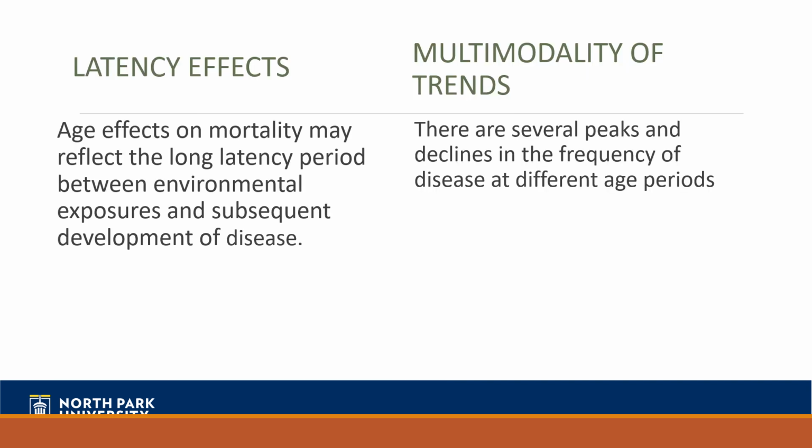Latency effects. Age effects on mortality may reflect the long latency period between environmental exposures and the subsequent development of disease. For example, let's talk about exposure to carcinogens. Someone may have been exposed to carcinogens as they worked, and it had no ill effects until they retired, and then they developed mesothelioma. So that's an example of that. Multimodality of trends. There are several peaks and declines in the frequency of disease at different ages, and we spoke to that in our last slide.